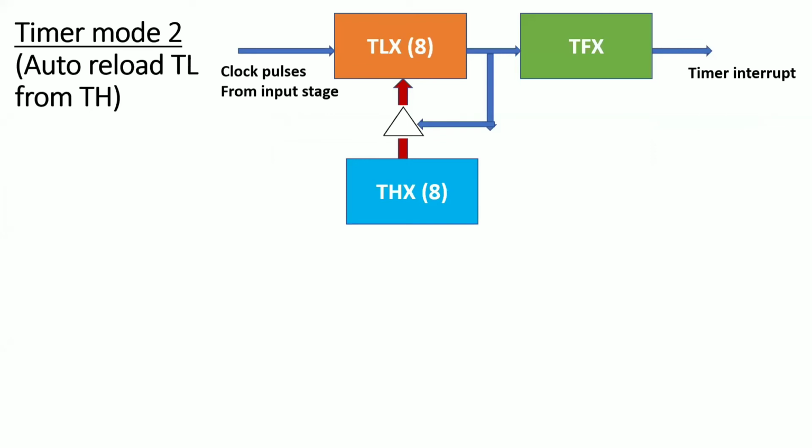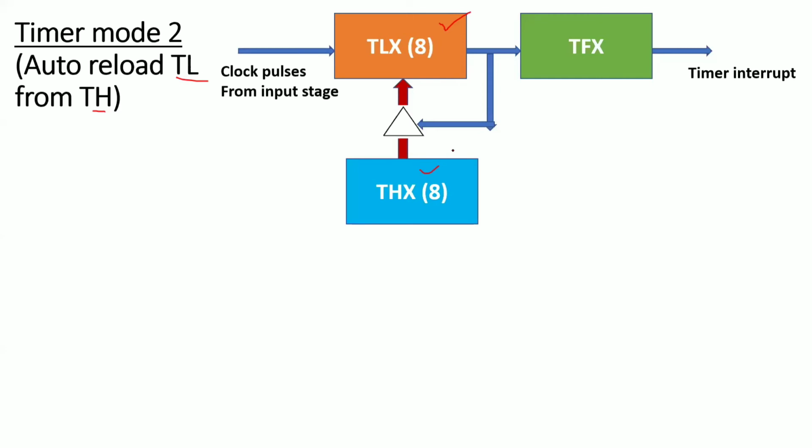The name is auto reload: TL from TH. Auto reload means I am loading the value into TL from TH. This is the actual meaning of that. Now, if you look at the other 2 modes which we have discussed, this is an entirely different mode. It generates only 8-bit timers, so we are using only 8-bit timers here. Now we are using 2 independent 8-bit timers, that is your lower byte and higher byte, for either timer 0 or timer 1.